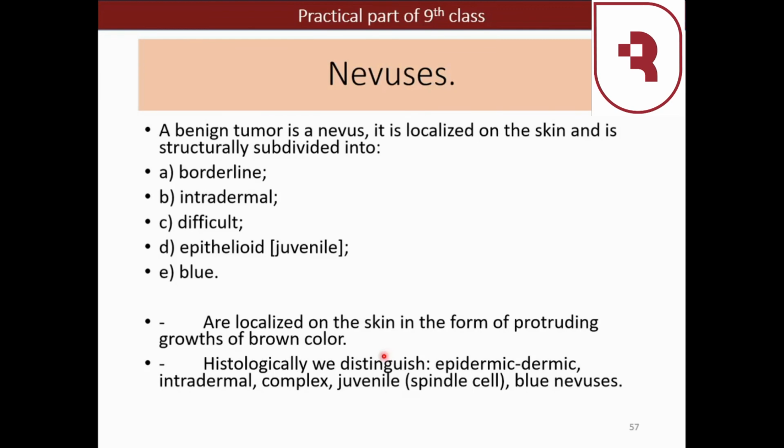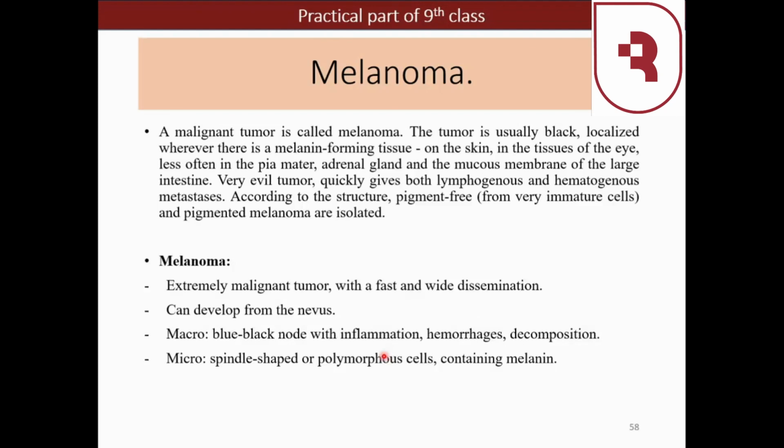Nevus is a benign tumor which is localized mostly in the skin, and it may be borderline, intradermal, complex, epithelioid or juvenile type, and blue one. Nevi are localized on the skin in the form of protruding growths of a brown color. Histologically, we may see epidermal, dermal, intradermal, complex, juvenile, and blue nevi, and I have already told about it.